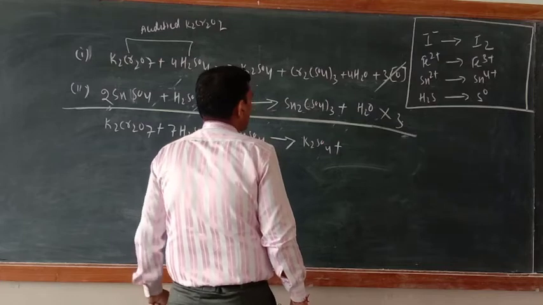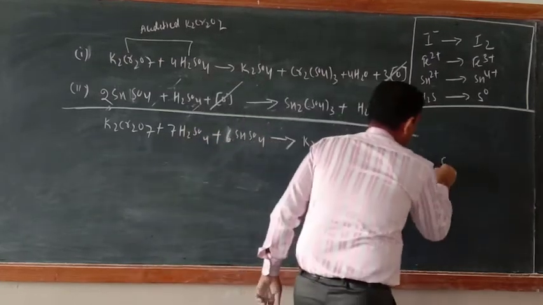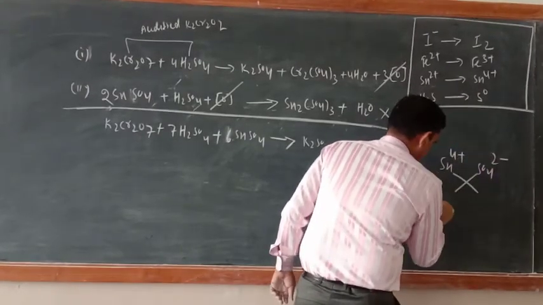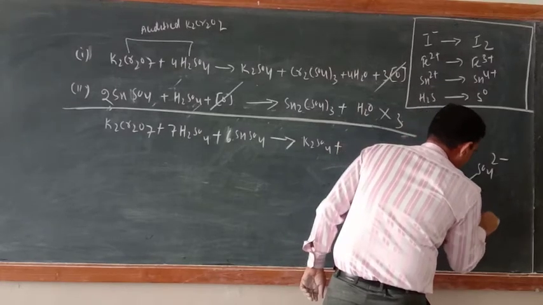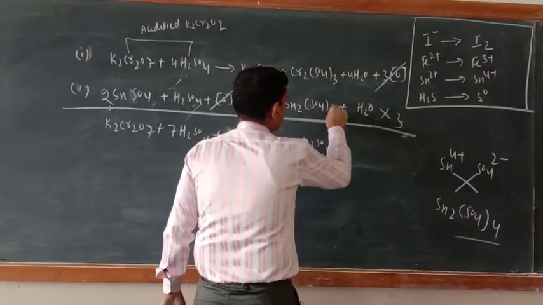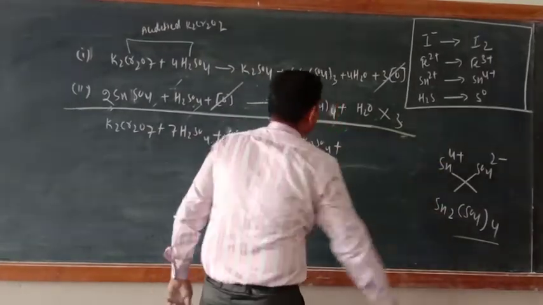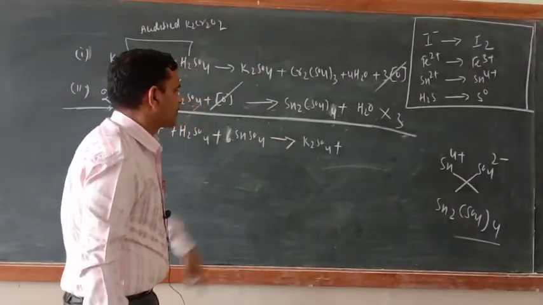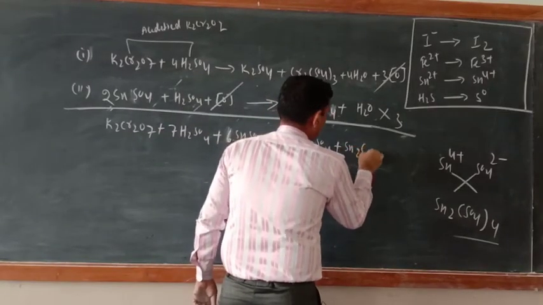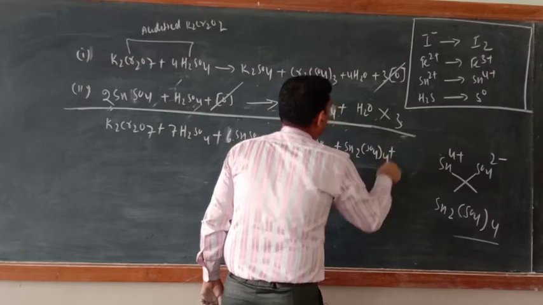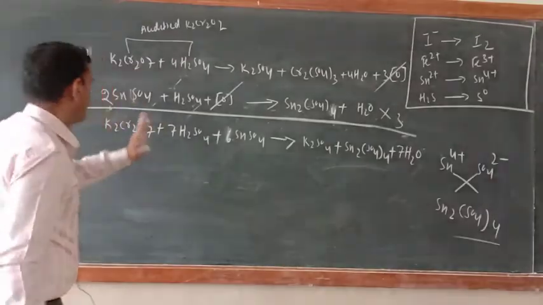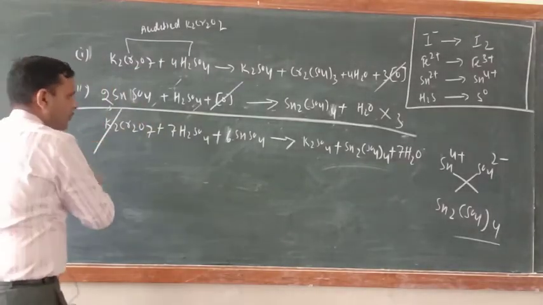So Sn, just a minute, Sn4 positive and SO4 2 negative. So crisscross this one. So Sn2(SO4) whole 4. Now here Sn2 whole 4 will come. Yes, because oxidation state of this one is 4 positive. Sn2(SO4) whole 4. Yes. So now K2SO4. Now here Sn2(SO4) whole 4 plus what is there? 7 H2O. Now just see, 2 potassium.